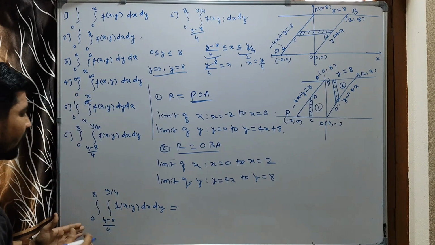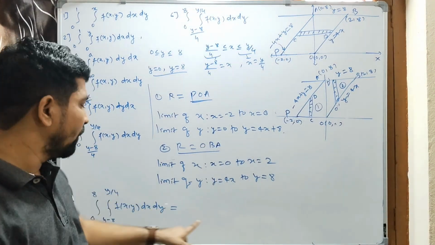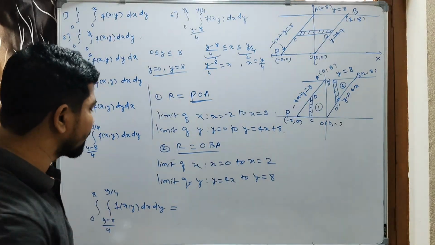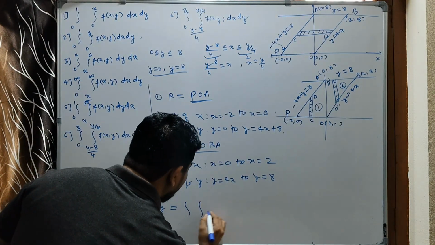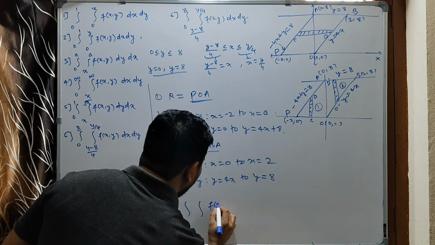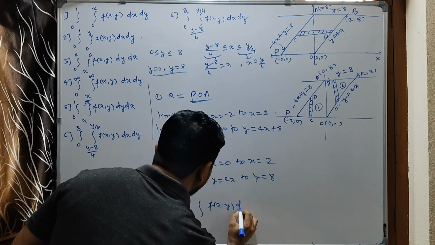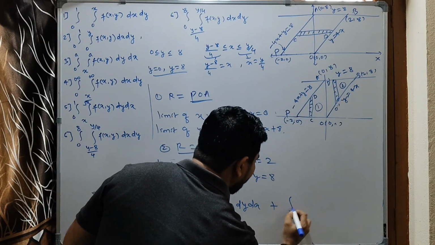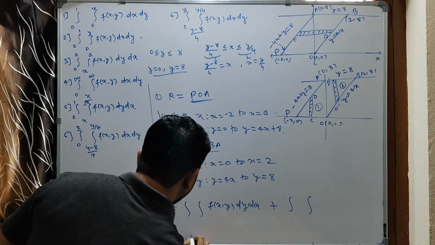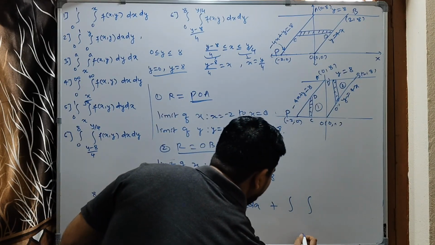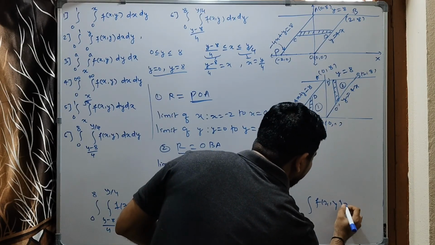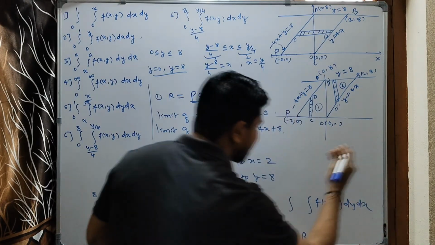So here I converted this region into two parts, with respect to dy and dx. This is the first region, f of x comma y, dy and then dx, plus here I am writing the second region. So this is my region 1 and this is my region 2, f of x comma y, dy and then dx.